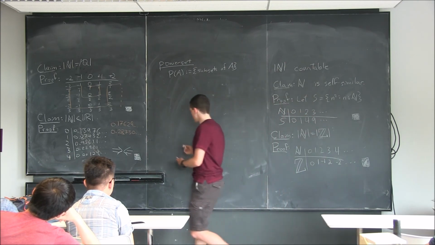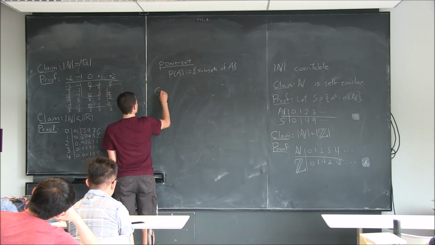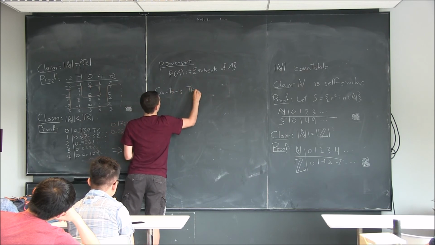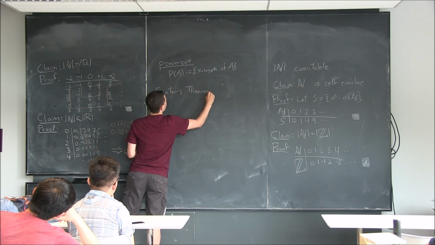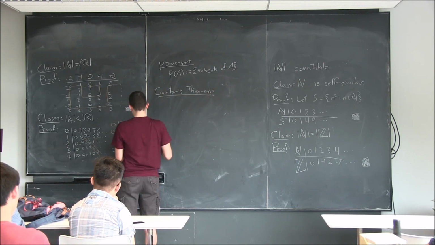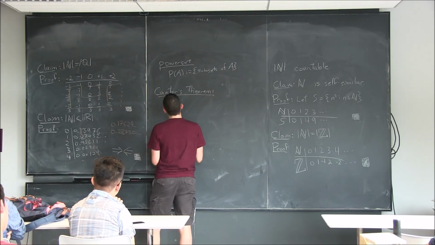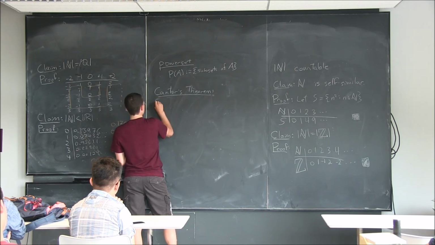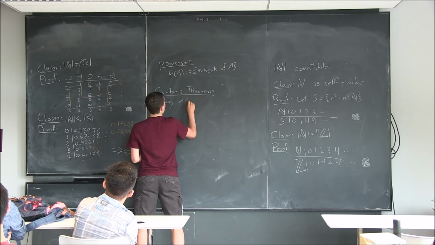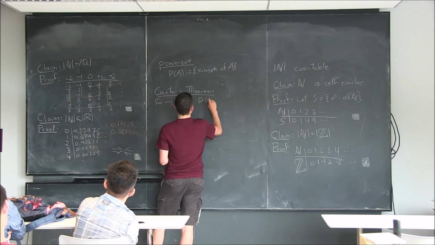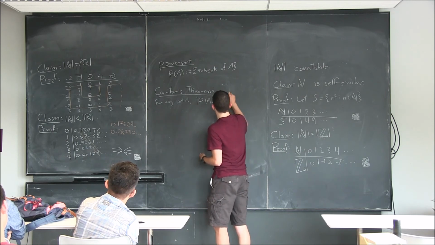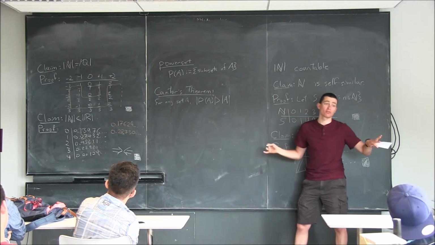Okay, so here's an interesting theorem. This is called Cantor's theorem, because like many other results in cardinality, George Cantor came up with it. Okay, and Cantor's theorem claims that for any set A, the power set of A is strictly bigger than A itself. Anytime you take a power set, you get something that's strictly bigger.